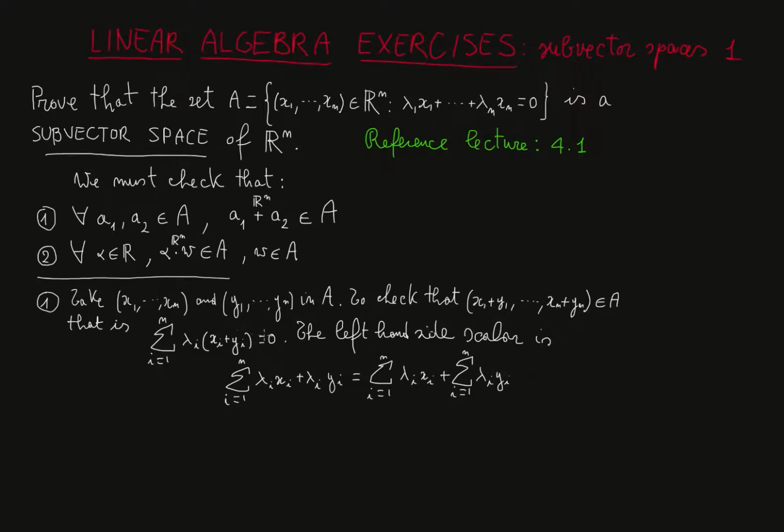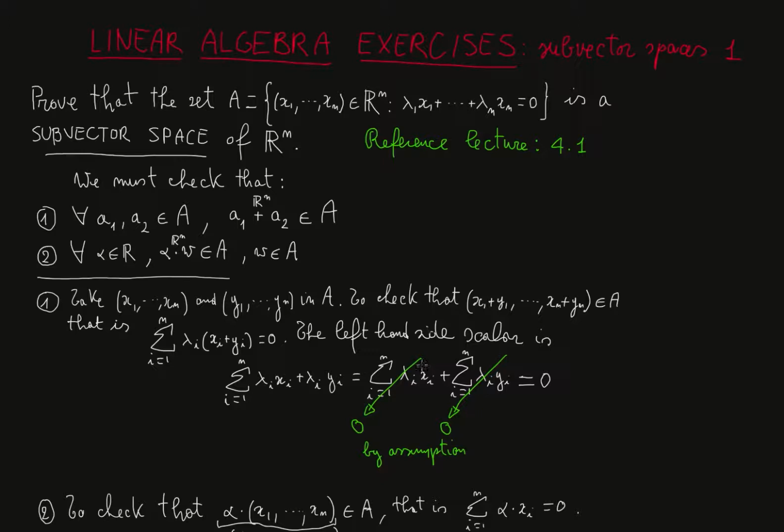Now the left-hand side is a scalar. This summation can be expanded: we distribute lambda i to the summands, so we get the sum of lambda i xi plus lambda i yi. Then we apply the commutative property of the sum in Rn so that we can collect all the terms in xi in the first sum, and the second sum comprises all the terms with yi. We have not used yet the fact that x1 through xn and y1 through yn are in A. So far we just expanded an expression. We want to show that this equals 0, and we have not used that these two vectors belong to A. So let's do it now.